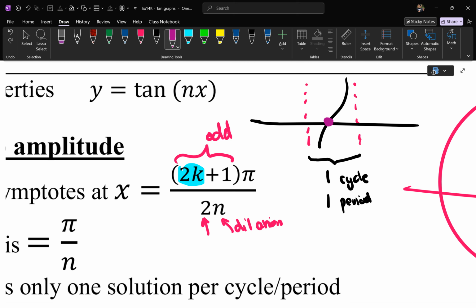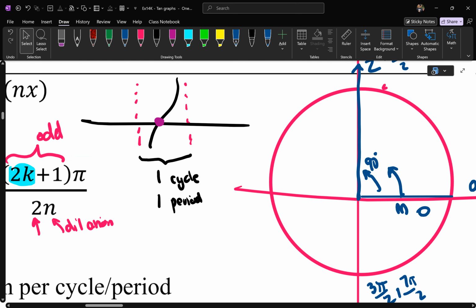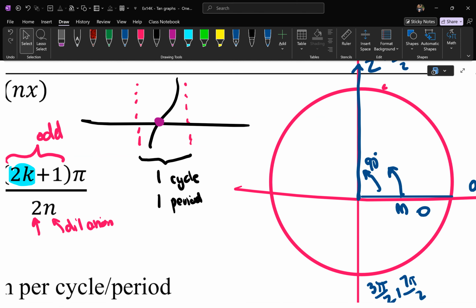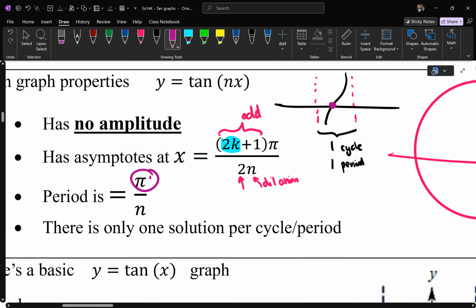But let's think about tan now. Why is tan so special as well? Well, how long does it take to go from undefined to undefined again? So here's your vertical line, undefined. How long does it take to rotate to get to undefined again? What's the angle from here to here? Pi. It's 180 degrees. That's why, unlike sine and cosine, it's not 2 pi to get back to the starting point again. It's only 1 pi.